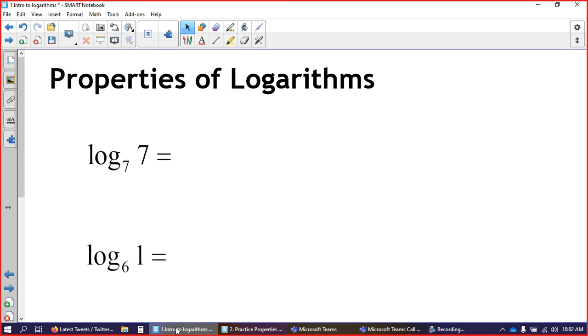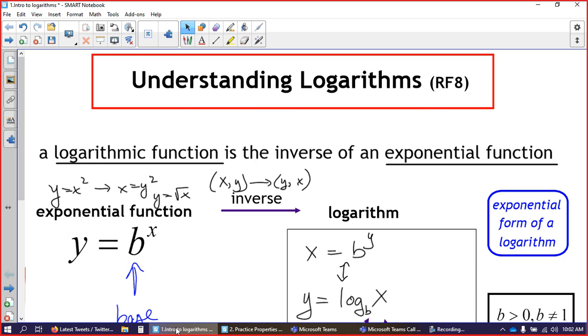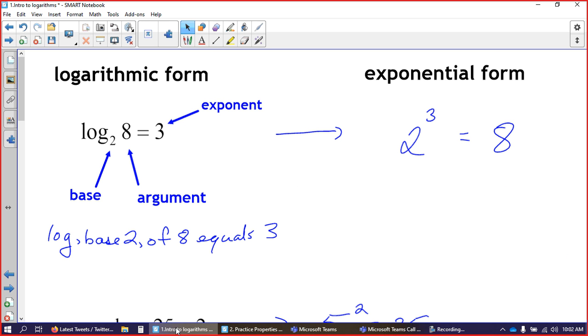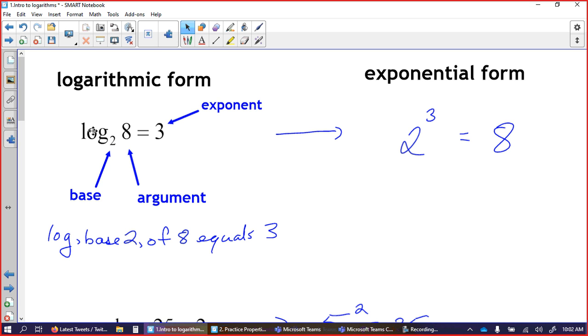So yesterday we started logs, which is the inverse of an exponential. If we have something like log base 2 of 8 equals 3, we say it log base 2 of 8 equals 3. 3 is the exponent, and the first thing we need to do with logs is be able to go back and forth between logarithmic form and exponential form. The base is the same. The exponent and the argument are kind of different.